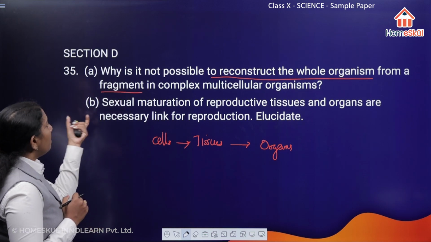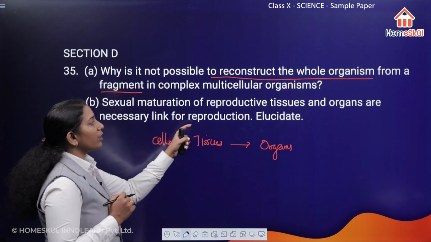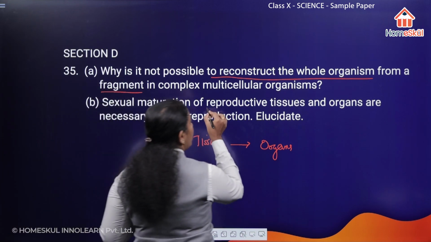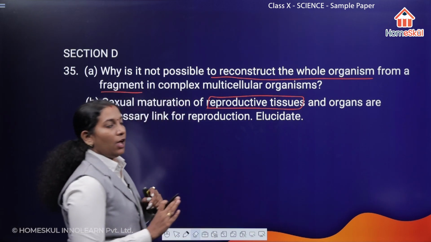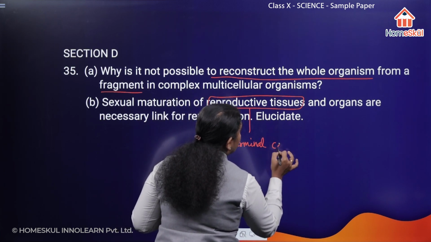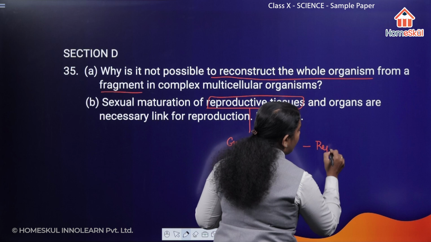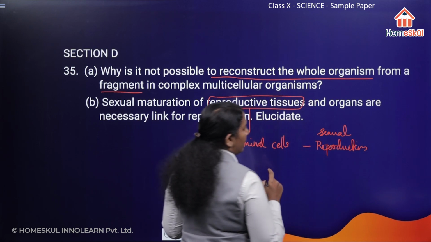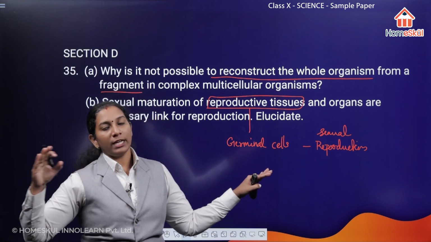In section D, the B question is, sexual maturation of reproductive tissues and organs is a necessary link for reproduction. Elucidate your answer. What are reproductive tissues? Reproductive tissues means reproductive cells, otherwise called germinal cells, right? These germinal cells or reproductive cells actually participate in what? Sexual reproduction. Only the somatic cells are not participating in sexual reproduction. They are only required for the normal growth and development of the body.